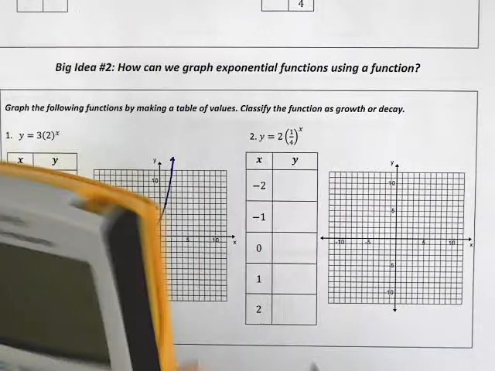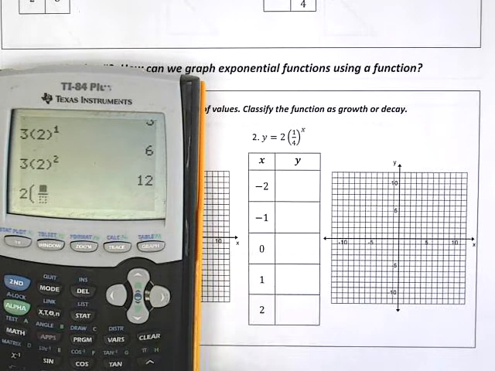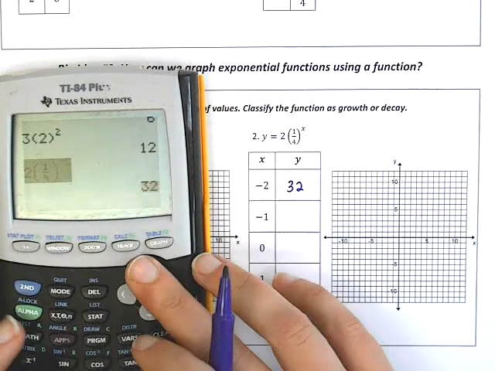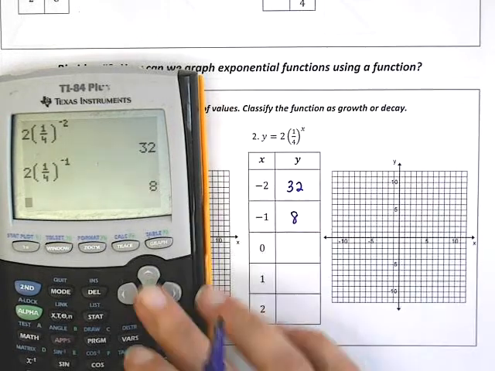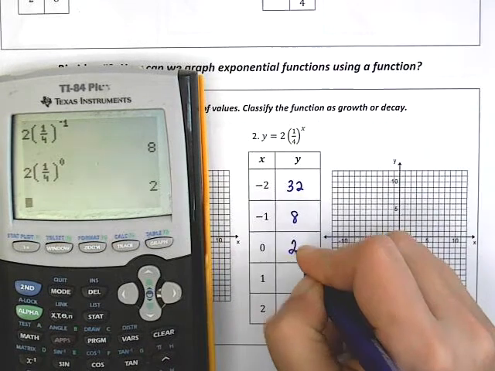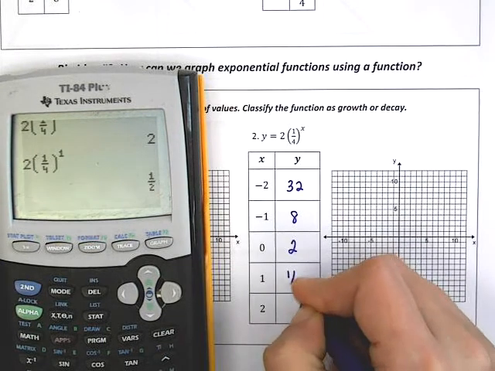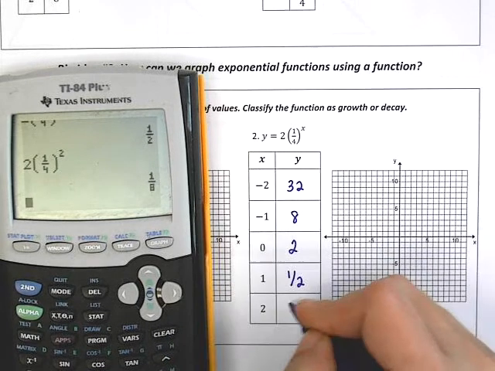For number 2, again, we're just going to type this in. So 2 parentheses 1/4 to the negative 2 power, and I get 32. 2 parentheses 1/4 to the negative 1 power, and I get 8. 2 parentheses 1/4 to the 0 power, and I get 2. 2 parentheses 1/4 to the 1 power, and I get 1/2. And 2 parentheses 1/4 to the second power, and I get 1/8.